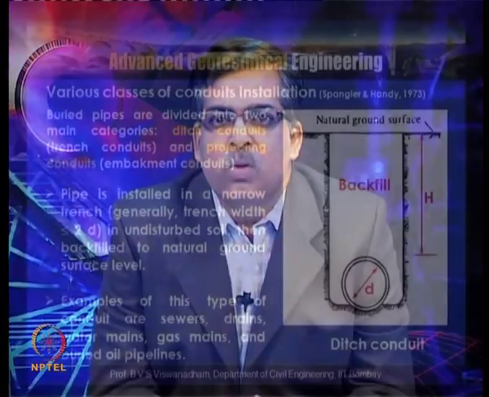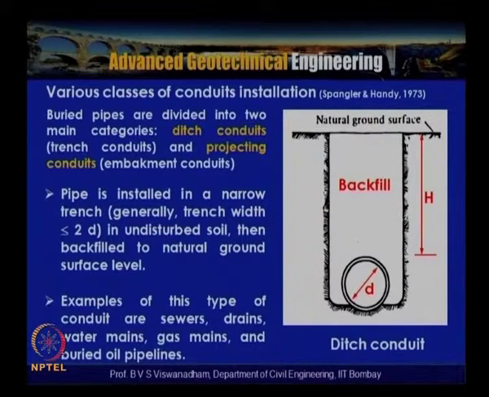So we are looking at the various classes of conduits in installation, and the first category we have discussed is the ditch conduit or trench conduit, where the pipe is installed in a narrow trench. Generally the trench width is less than or equal to 2 times the diameter, and it is installed in undisturbed soil, then backfilled to the natural ground surface. Examples are sewers, drains, water mains, gas mains, and buried oil pipelines.